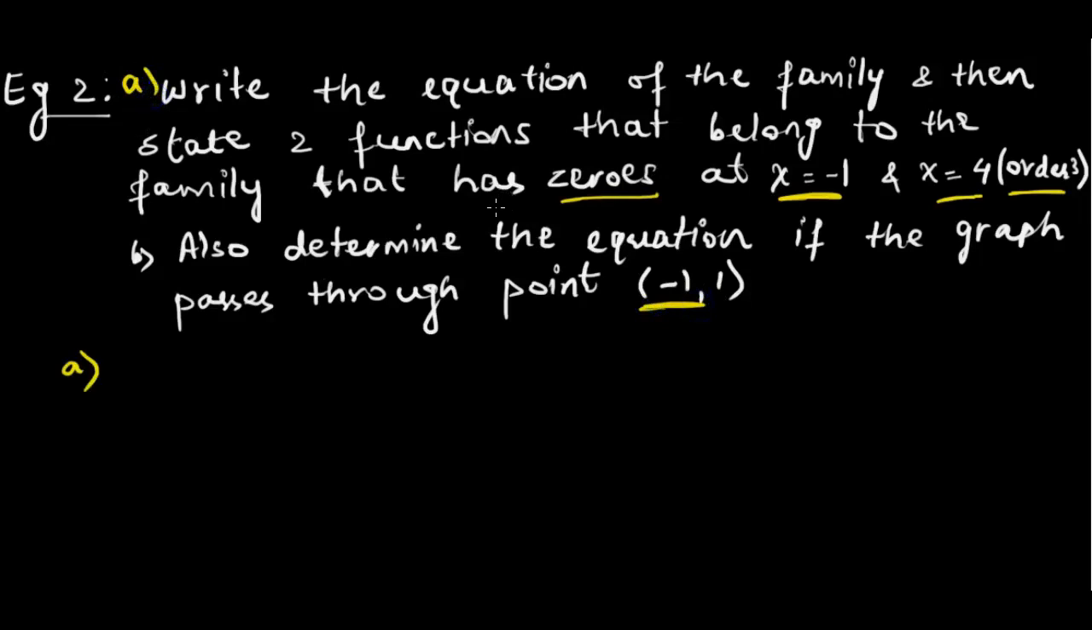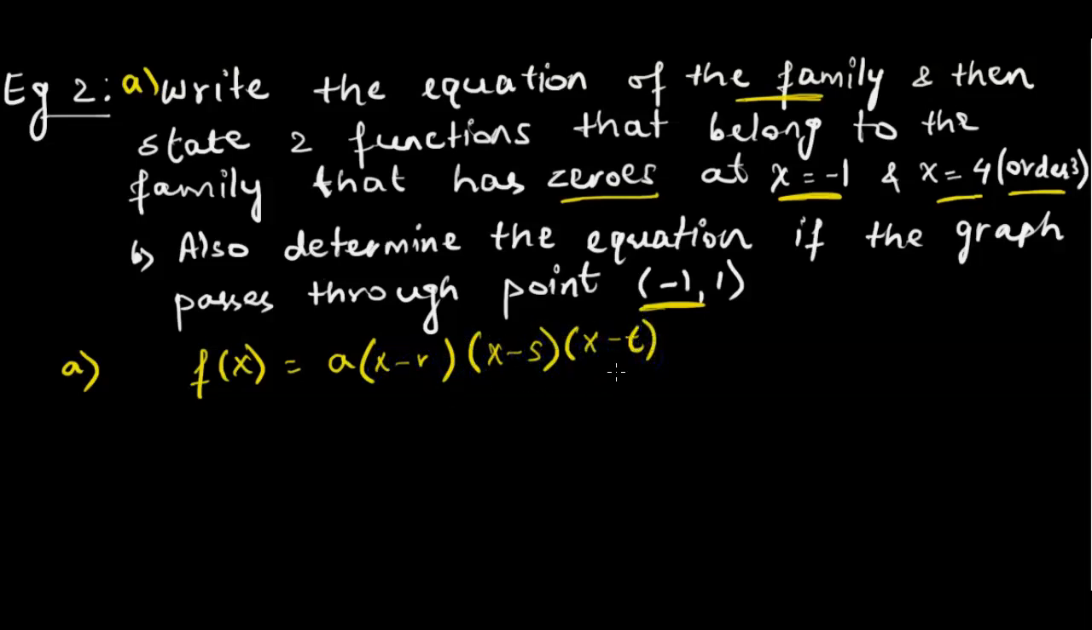Now always remember, guys, whenever we are writing equations that contain the same factors, they belong to the same family. That's why they say equation of the family. So how do we write down the general equation? f(x) equals a, and here we can write down (x minus r)(x minus s)(x minus t), and so on, depending upon how many factors we are given. Because we are given 2 zeros, that means we would get 2 factors. Therefore, we do not need the third bracket here.